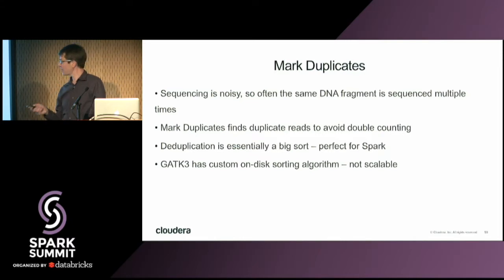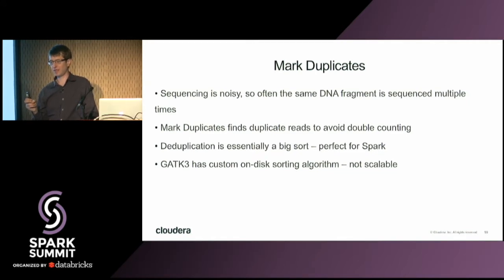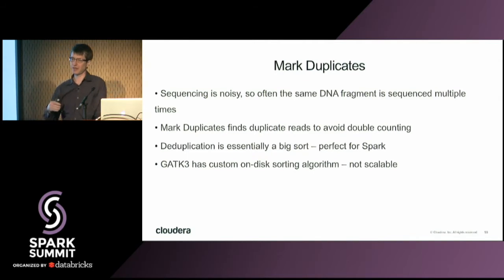I'm not going to go through all the steps. I'm just going to show another step now, which isn't embarrassingly parallel. It's called mark duplicates. The idea here is that when you do sequencing, it's a very noisy process because there's lots of chemistry happening. The DNA fragments that have been created are often sequenced multiple times, and you have to remove the duplicates so that you don't have biases later on in the pipeline.